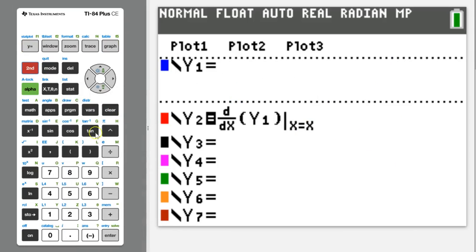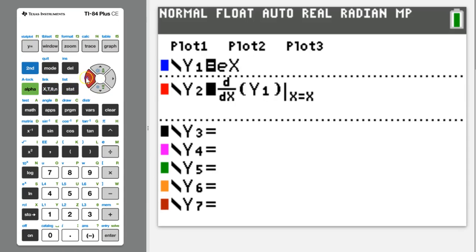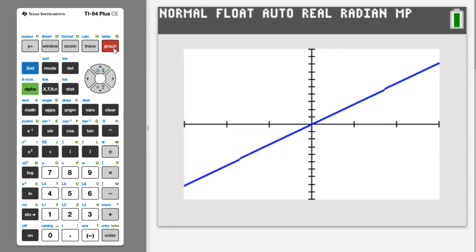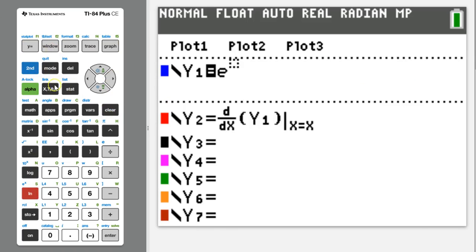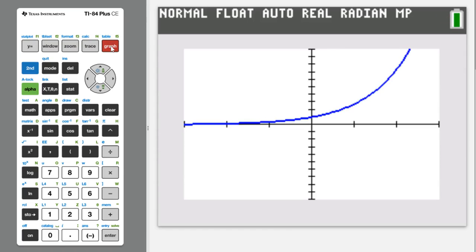You can find your e above your divide, or you can do the second function of natural log. So y equals e to the x. And we already have the notation we need for y2, but I'm going to turn it off for a minute and just look at y1. Oops, I didn't get my x in the right place, did I? Try that again. E to the x. There we go. So let's look at that. That's what we were expecting, the graph of y equals e to the x.